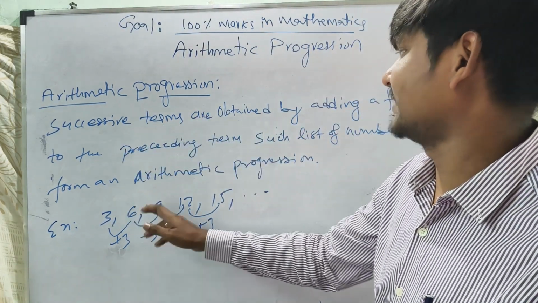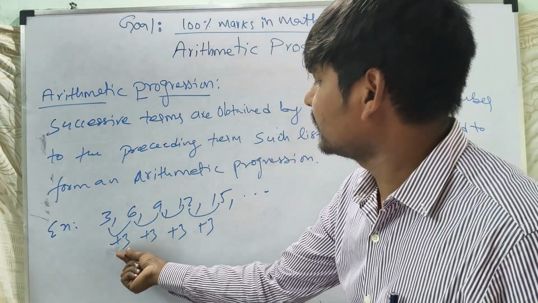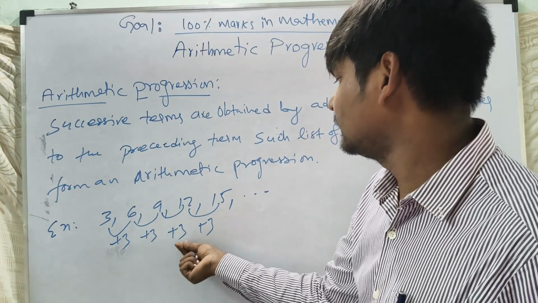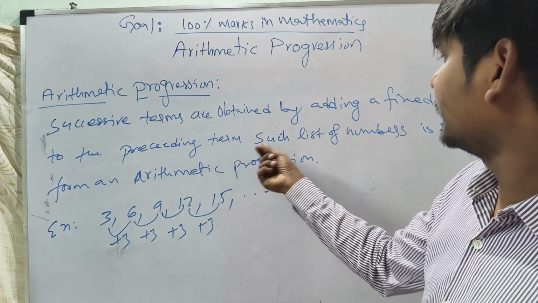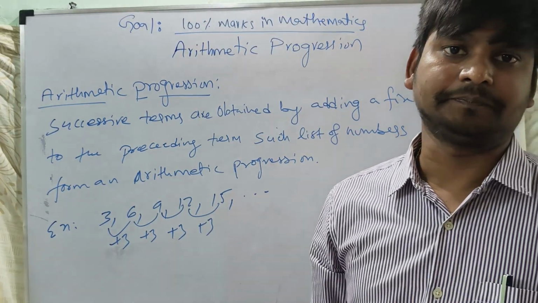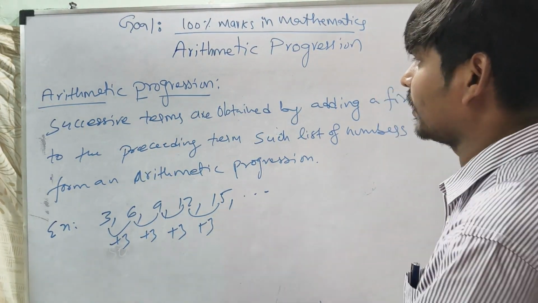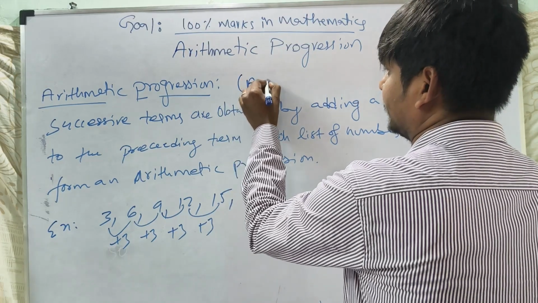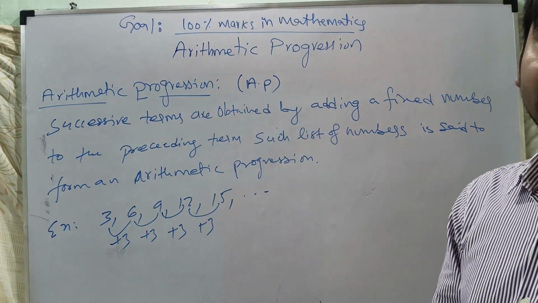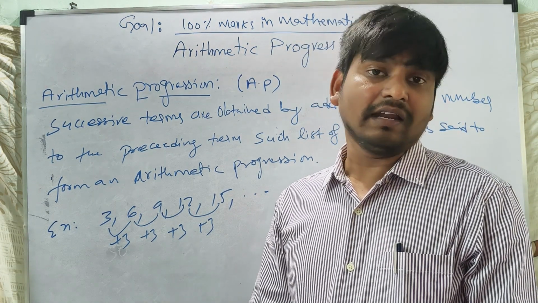Successive terms, meaning the next term, are obtained by adding a fixed number. Always I am adding the same constant number, that is 3, 3, 3, 3, to the preceding term. Such a list of numbers is said to be an arithmetic progression. Clear? This is the definition of arithmetic progression. In short form, we call it AP. Now, are all sequences arithmetic or not?